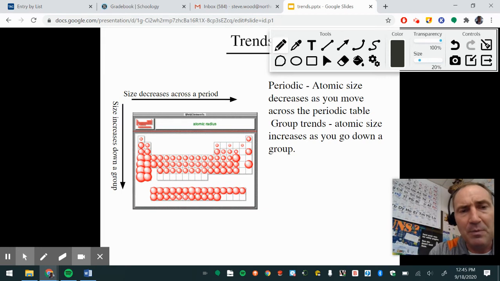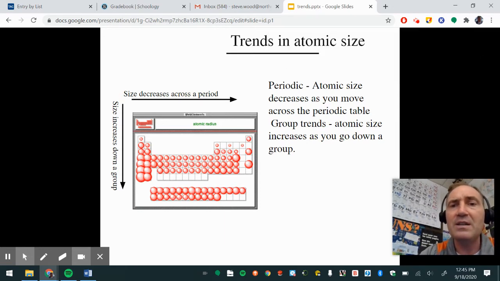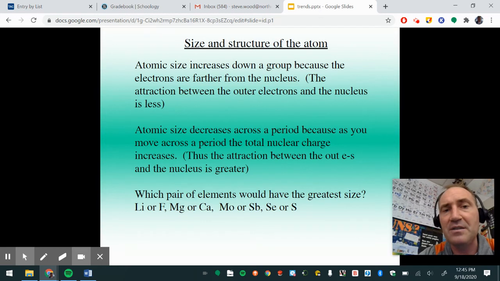And so a lot of people, you can't say they get bigger because the arrow says, going down it gets bigger. 0 points. Okay. So what causes it to get bigger is these things. Atomic size increases down a group because the electrons are further from the nucleus. There's more shielding. And every single time that you go down the group, you're adding a layer.